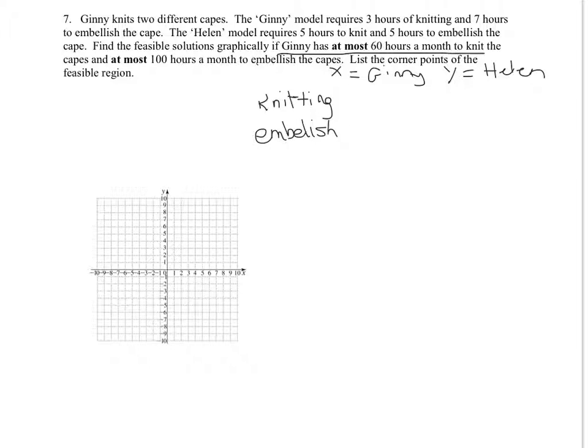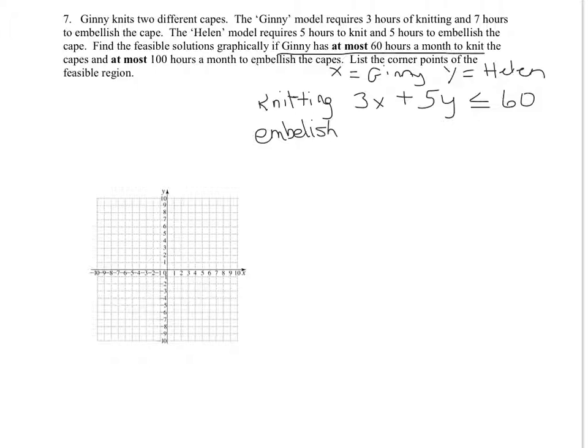So now we're ready to put together the inequality. For knitting, on the Jenny model, it takes 3 hours. So that's 3x plus the amount of time on the Helen that is used for knitting is 5 hours. So 3x plus 5y. And we know she has at most 60 hours a month for knitting. Well, if it's at most, it means it can be less than that, but she can't go over that. That is a less than or equal to 60.